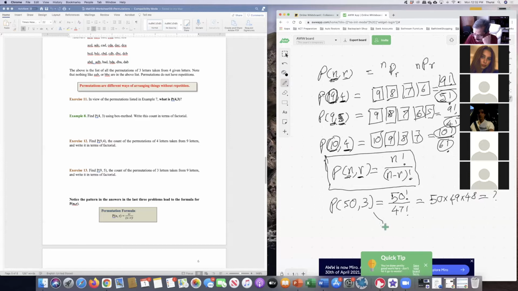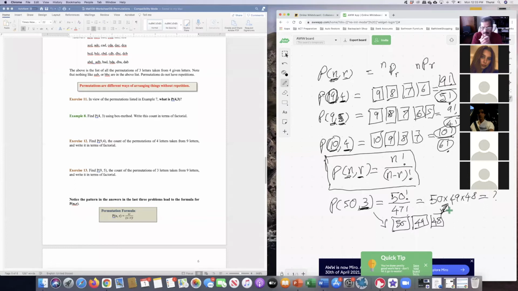That's same as using box method. If I'm using box method, I'm looking to arrange 3 objects, so 3 boxes to fill, and 50, 49, 48, because no repetition allowed. As you can see, they are identical, no matter whether you use the formula or the box method.